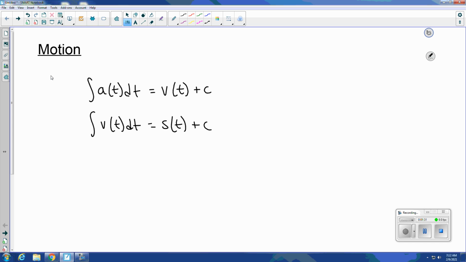Now, if we tack on some lower and upper bounds, we just have to change our perspective and understanding of what these things represent. We know the indefinite integral is just the antiderivative, so we will get a function. We'll get a position function, or a velocity function. But what if we have a definite integral?